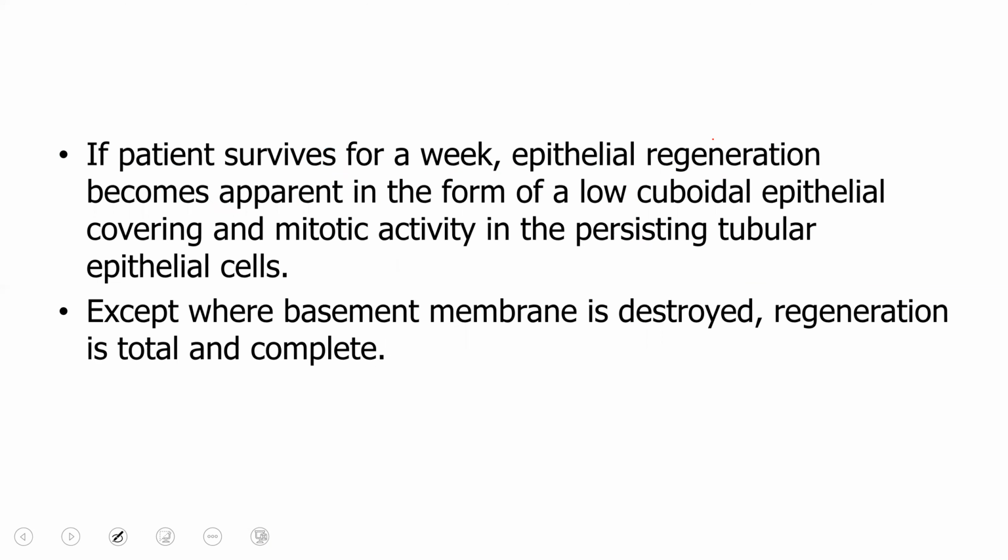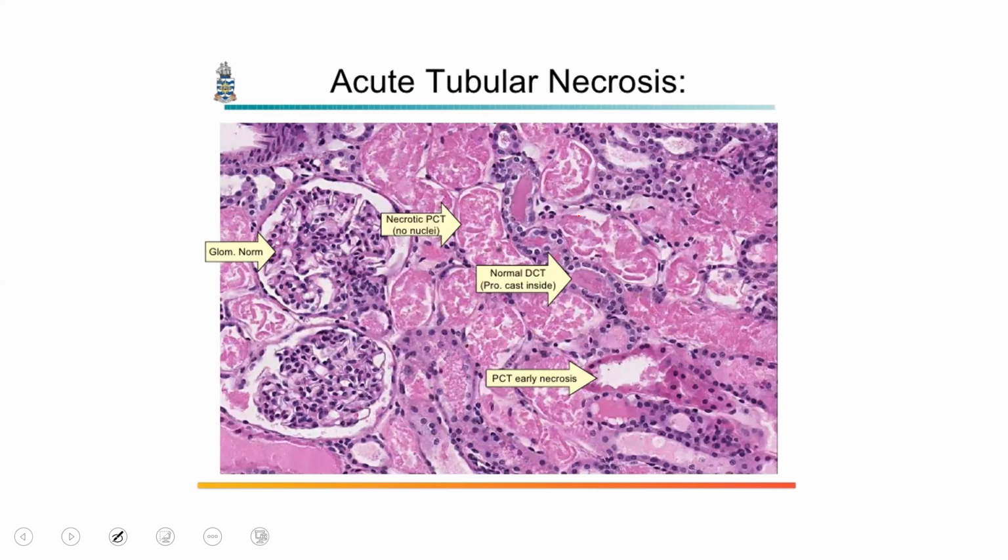Now if the patient survives for a week, the process of epithelial regeneration happens, and eventually there will be formation of low cuboidal epithelium with mitotic activity in these cells. That will regenerate the epithelial lining of the tubules, and the tubular morphology will become normal over the coming days, resulting in recovery from acute tubular necrosis. Let us first see the different morphology that we can appreciate.